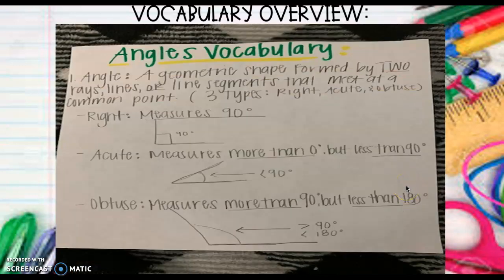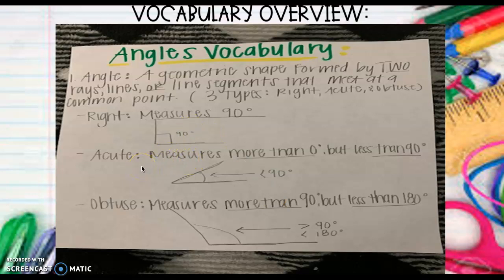All right, and next, and well last, but we have something called angles. An angle is a geometric shape formed by two rays, lines, or line segments that meet at a common point. So there's 3 types, and these will follow you all the way till you get to high school. You will always have these: right, acute, and obtuse, okay? Right means that it forms and measures exactly 90 degrees. Not 89, not 91. Exactly 90 degrees makes a right angle.